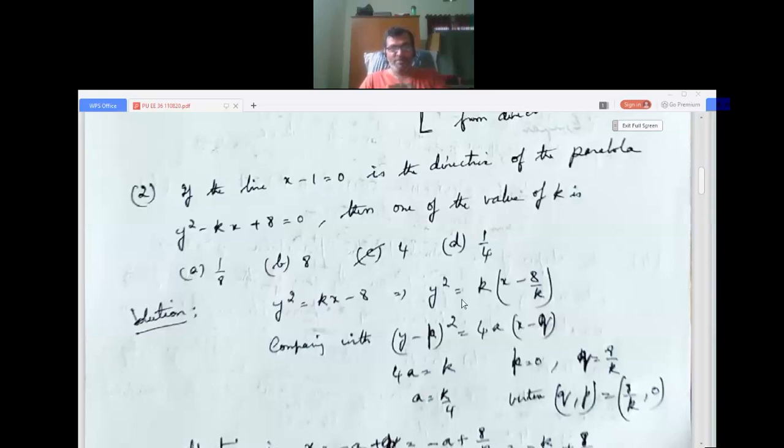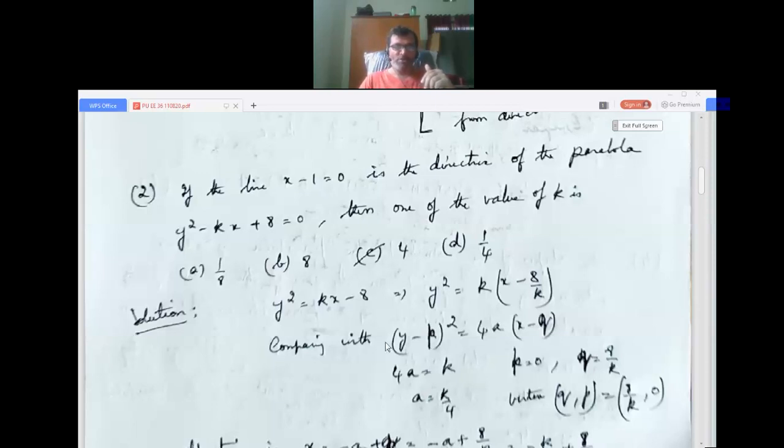We have to write the standard form of the parabola. When there is y squared, y minus k whole squared is equal to plus or minus 4a into x minus h. Here I have taken p comma q because h and k are already there. If I take y minus k whole squared equal to plus or minus 4a into x minus h, then the vertex is h comma k, and 4a is there for that.